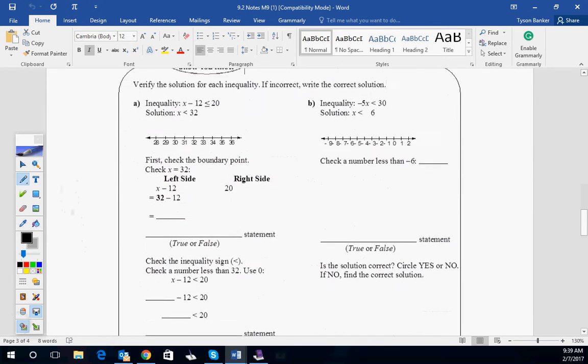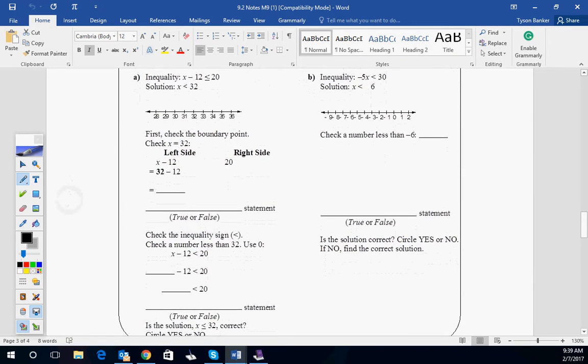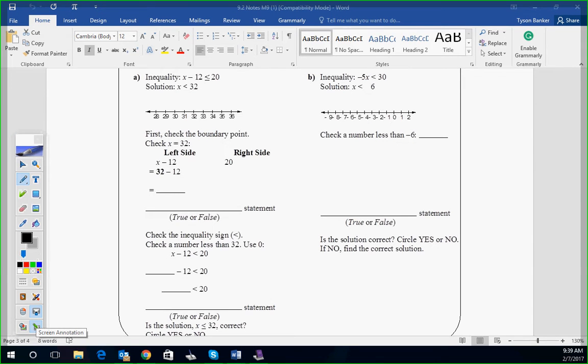All right. So we got these guys. Verify the solution again. Okay, so Connor, what number would you try for x less than 32? If this is the answer, what number would you try to verify? Anything? 31, all right. 31 minus 12 is 19. Is 19 less than or equal to 20? Yeah, so this one is correct.